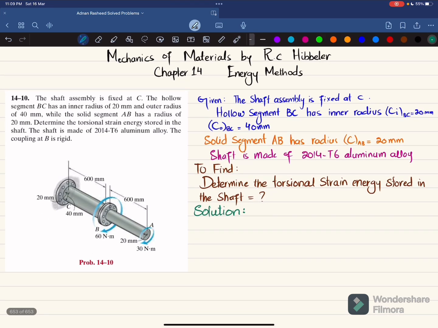So let's start with the solution. As we know, the strain energy due to torsion is equal to the sum of T squared into L divided by 2GJ.